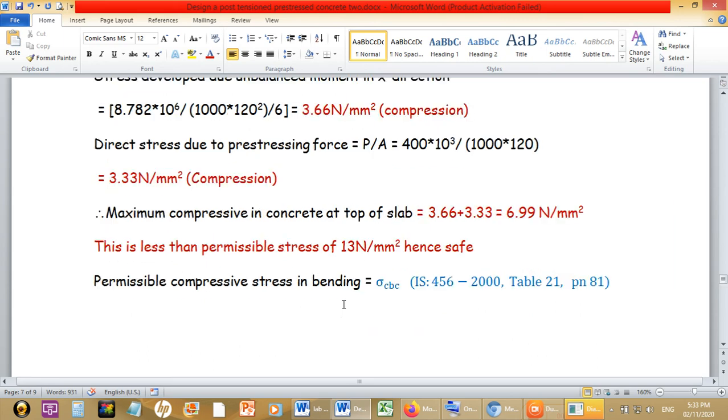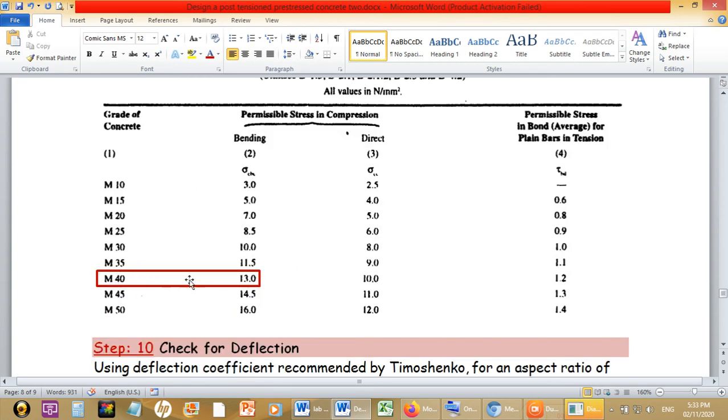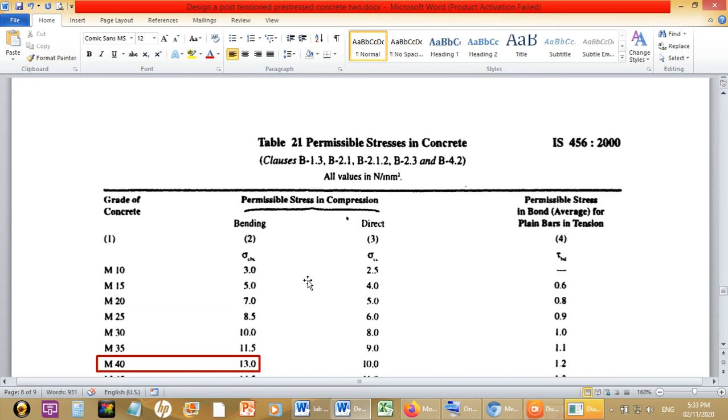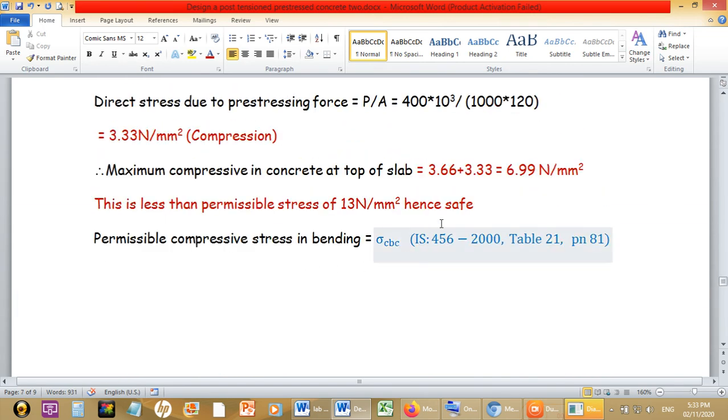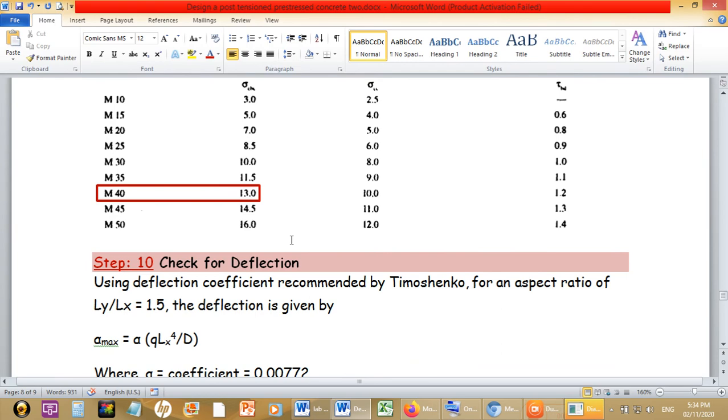Okay, so see here, this is table 21, permissible stresses in concrete. We have M40 grade concrete, so the permissible stress in bending is 13, and the actual stress developed is 6.99, hence safe in bending. So here the stress check is also satisfied.